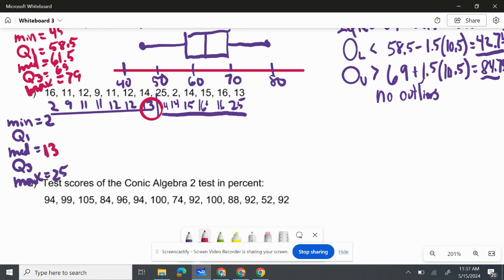Then we're going to find the middle of the middle, which is 6. So that in between 11 and 11 is 11. And then in between 15 and 16 is 15.5.